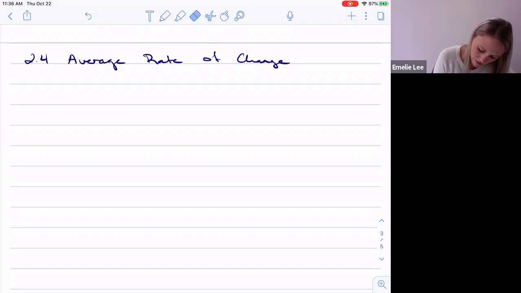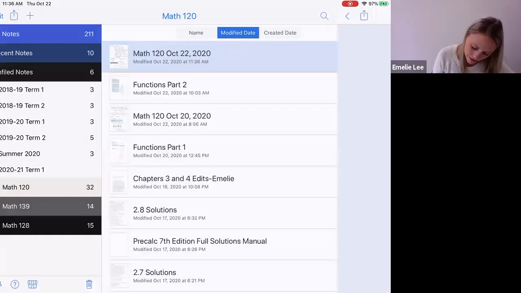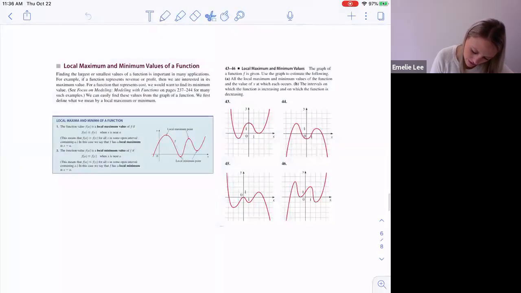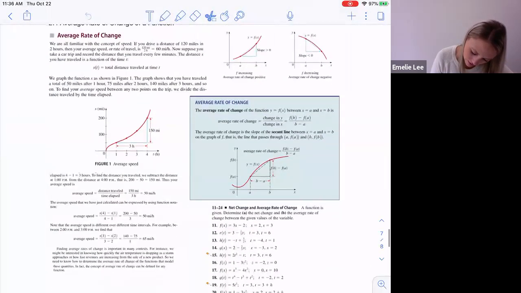Oops, it's not. So, I'm going to steal this little guy, I think.